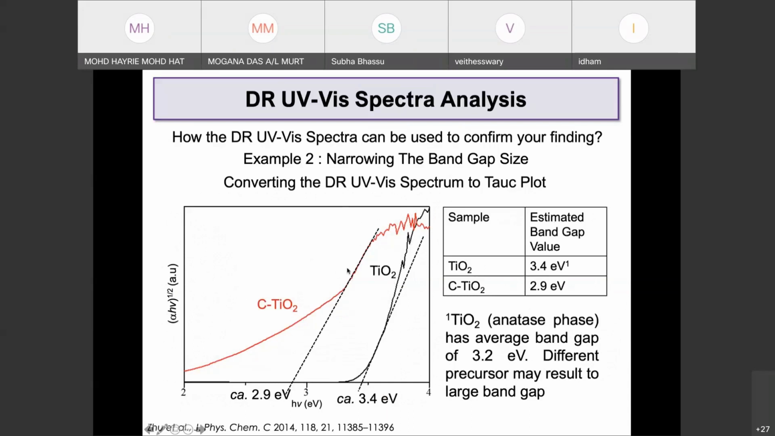Okay, so this is the Tauc plot of the TiO2 and the carbon TiO2. You can estimate the band gap value by extrapolating the line to the x-axis. In this case, the TiO2 anatase has a band gap of 3.4, and the carbon-modified TiO2 has a new band gap of 2.9 electron volt. Basically TiO2 has an average band gap of 3.2 electron volt, but because of different precursors, different synthesis procedures and so on, it might lead to a different value.